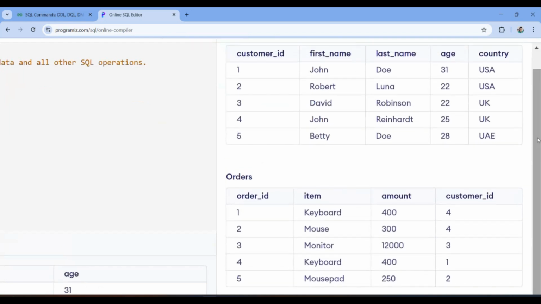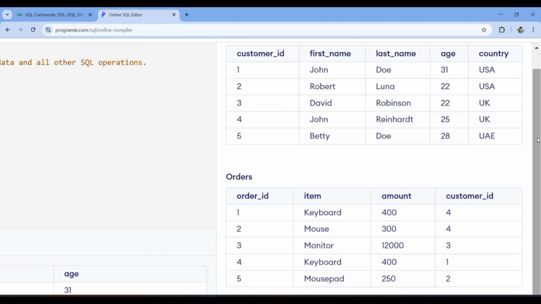Right, so let's say these are the two tables which are available. If I ask you this question, who is the customer, what is the first name of that customer who has bought a monitor? What would be the answer? David. Okay.